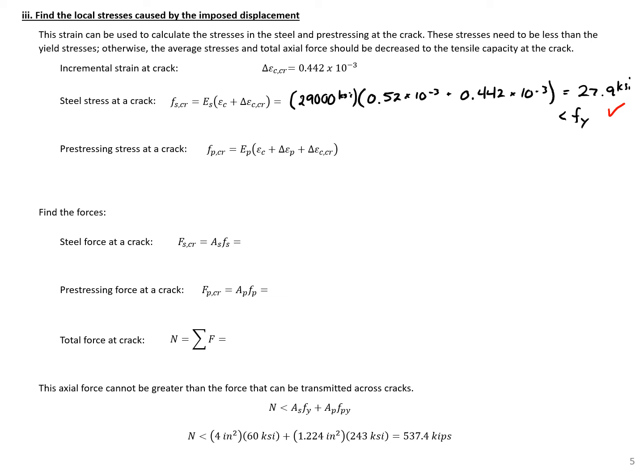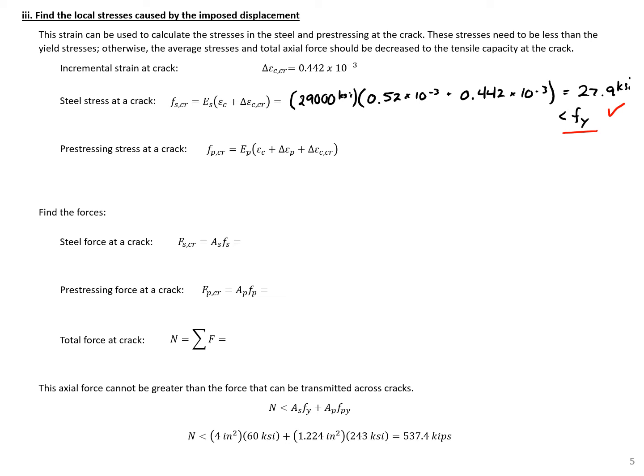If we were to find that at a crack, our steel stress was greater than our yield stress, then we would need to go back and modify our assumptions, because we can't have a stress greater than our yield stress. So we would have less axial load in our column at this point. But we can continue now.